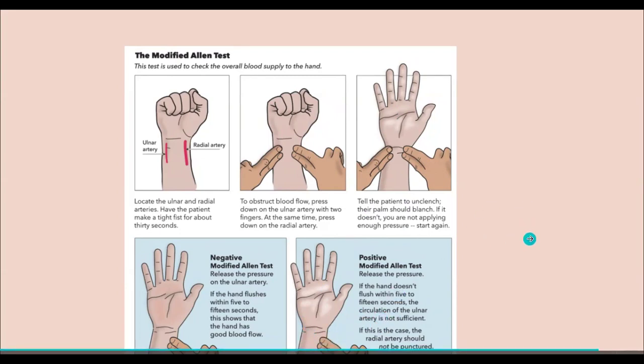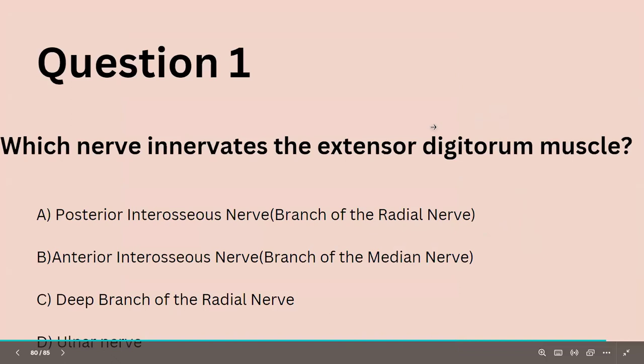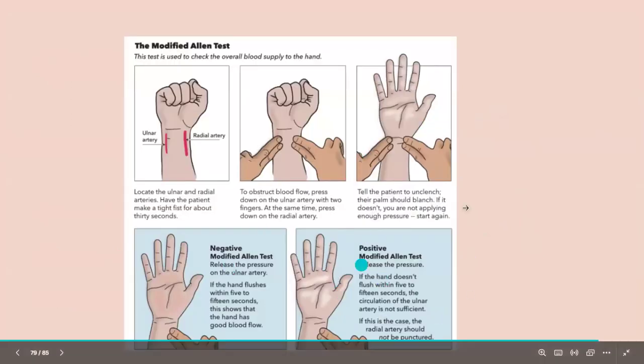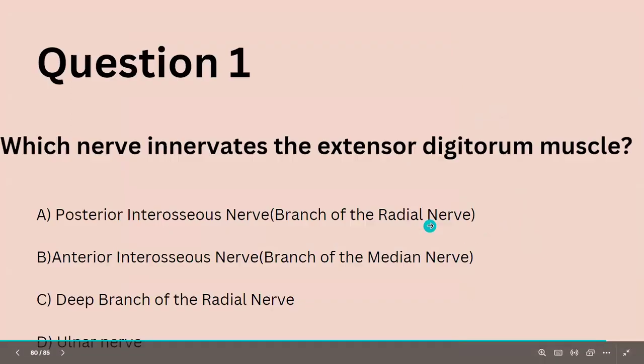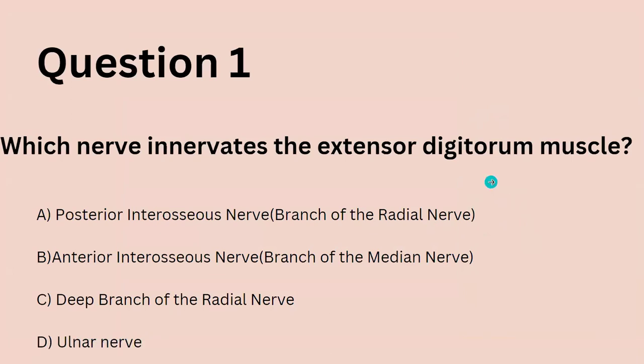There's nothing really special here. What's important is to know why this test is used. It's used so you can know the patency of the different arteries in your forearm or your wrist.